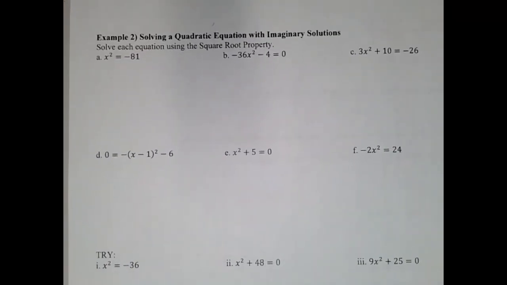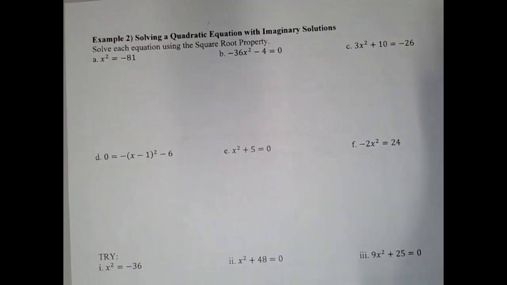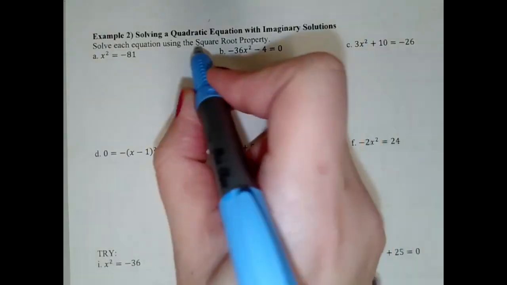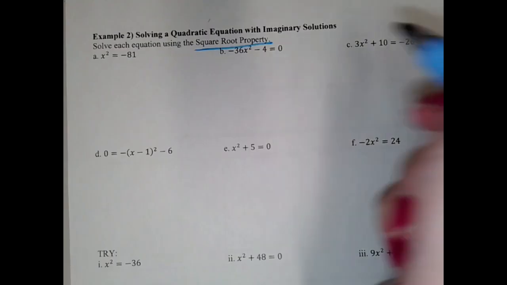So in example 2, we're actually going to try solving. We're going to use methods from solving quadratics. That could be the square root property. We also could do the quadratic formula. The quadratic formula could solve any quadratic function, but for this example, it does say solve each equation by using the square root property. So that's what we're going to stick with for now.